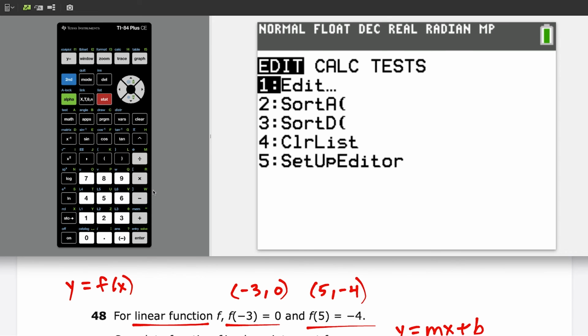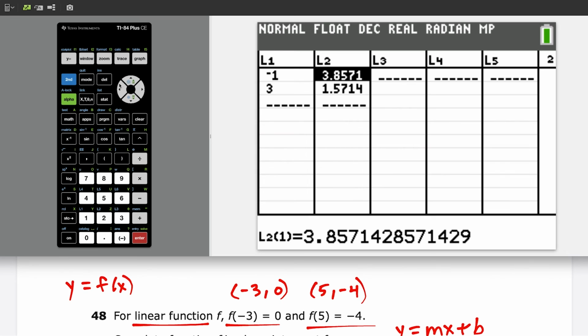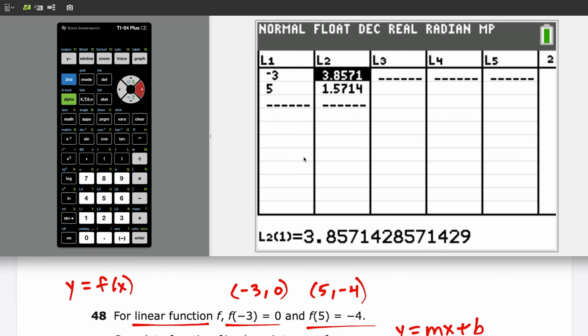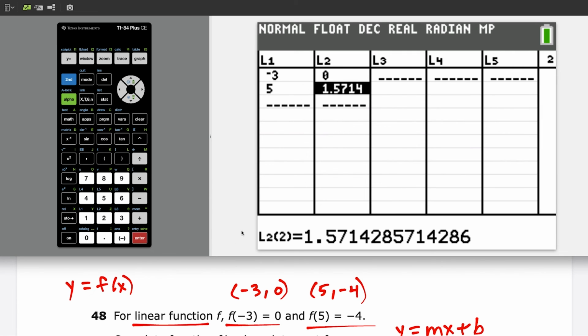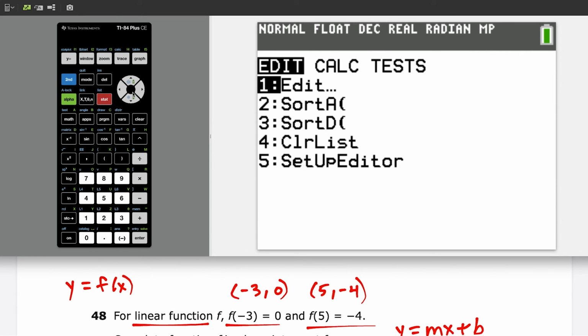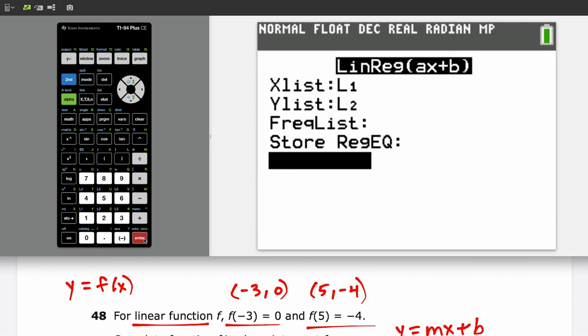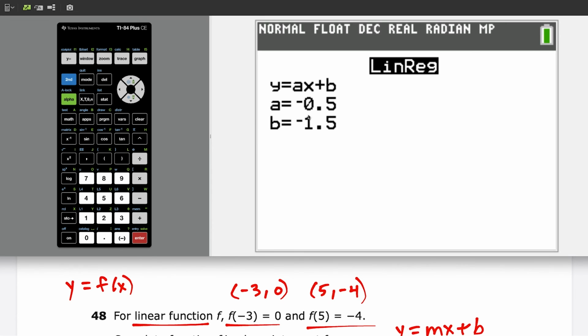So we'll go to stats, edit, and we'll just replace the 2 points that we had earlier with these 2 points. So we have -3 is our first x, and 5 is our second x. And then we go to the y values. When x is -3, the corresponding y value is 0. And when x is 5, the corresponding y value is -4. Now from here, we press enter, and I'm going to go over to stats, calculate. Linear regression is option 4. We press enter a bunch of times here, and this gives us the values we need.